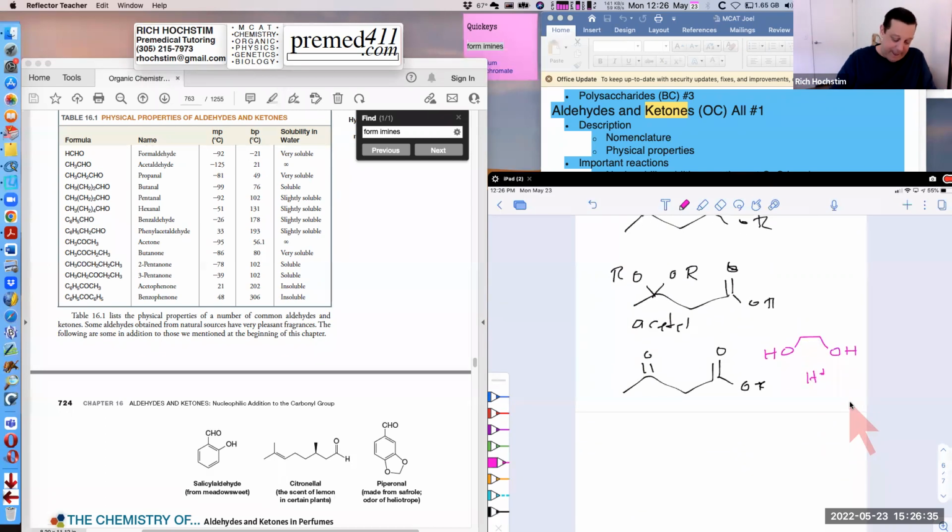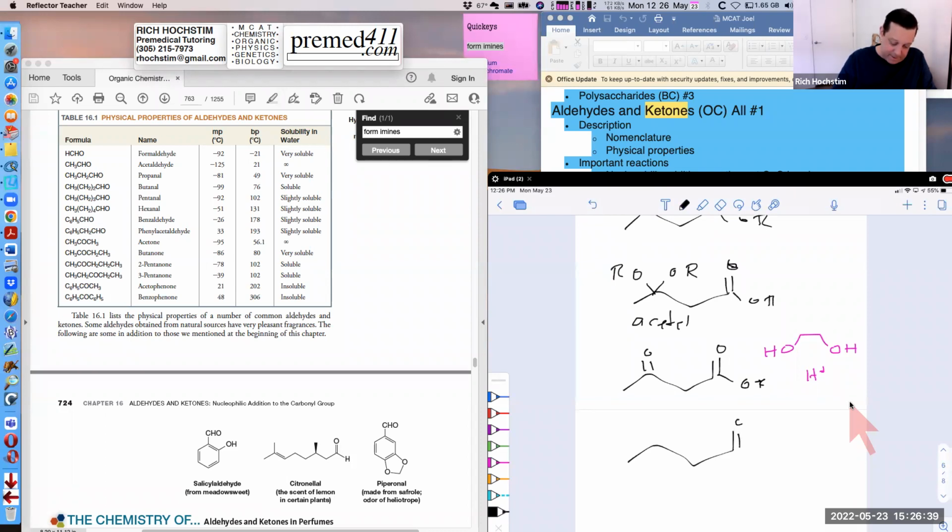So what's going to end up happening is we're going to end up with this, and then this is OR, and then here what you get is your O, and then these two carbons right here are going to be right over there. So this would be a cyclic acetal.